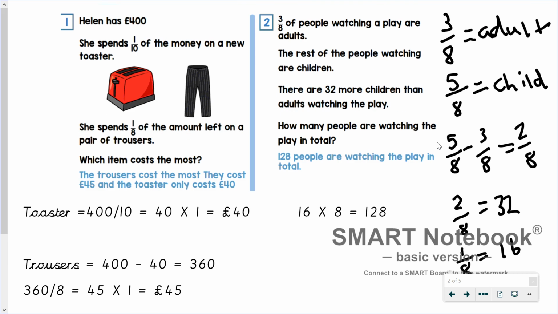So a little bit of thinking about, and the trickiest part was realizing that we needed to take the number of adults away from the number of children, and what was left was this extra 32. Well done if you got those ones.